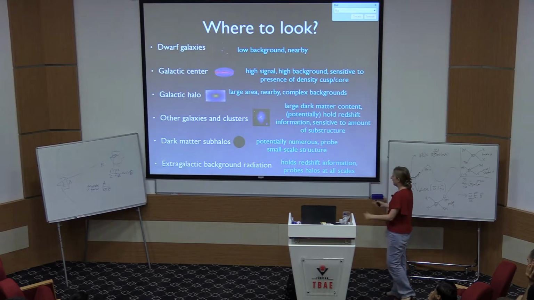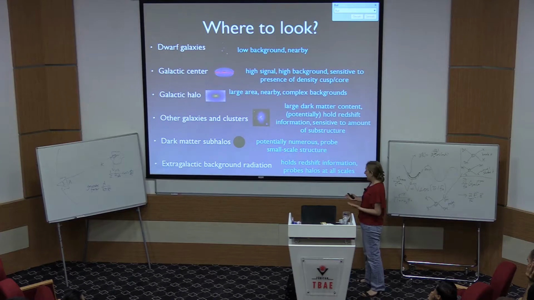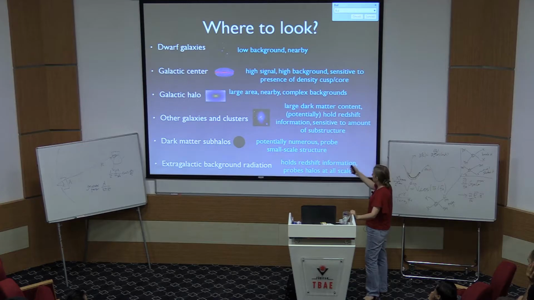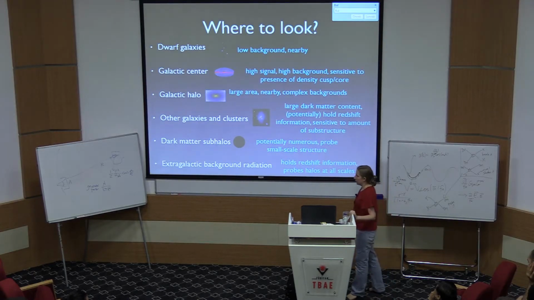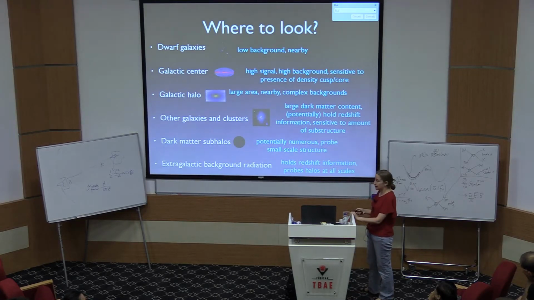And you can look at the extragalactic background radiation. So this holds redshift information. It probes halos at all scales. For setting constraints, it has this issue that it's sensitive to how many very small dark matter clumps you have. But yeah, so that's also a strategy to look. So searches have been done in all of these channels. And when I show you constraints, I'll just show you the sort of selection of what are currently the strongest limits.